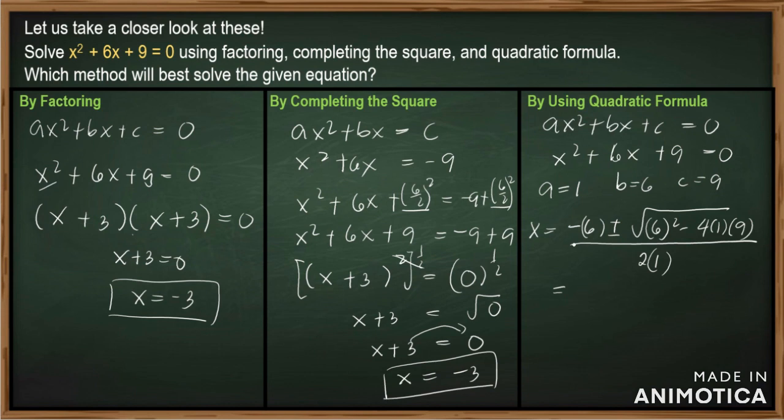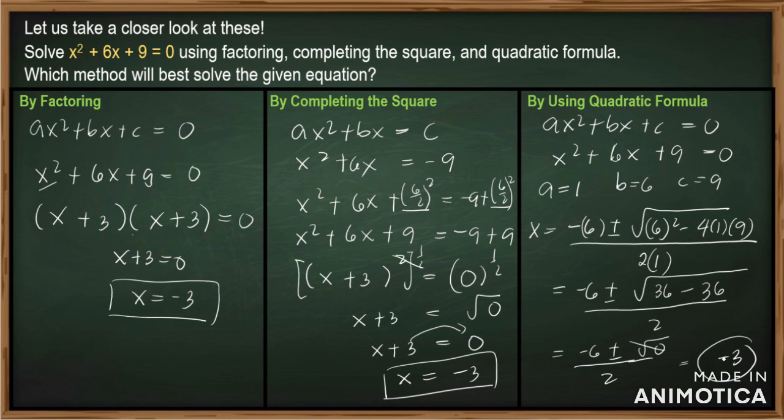Then we have negative times positive 6 is negative 6, plus minus the square root of 6 squared is 36. Negative times positive is negative. 4 times 1 times 9 is equal to 36. Okay, over 2. So we have negative 6 plus minus 36 minus 36. We have square root of 0, which is equal to 0, divided by 2. So this becomes zero. So it means to say we only have negative 6 divided by 2, which is equal to negative 3. Indeed, we only have one solution.